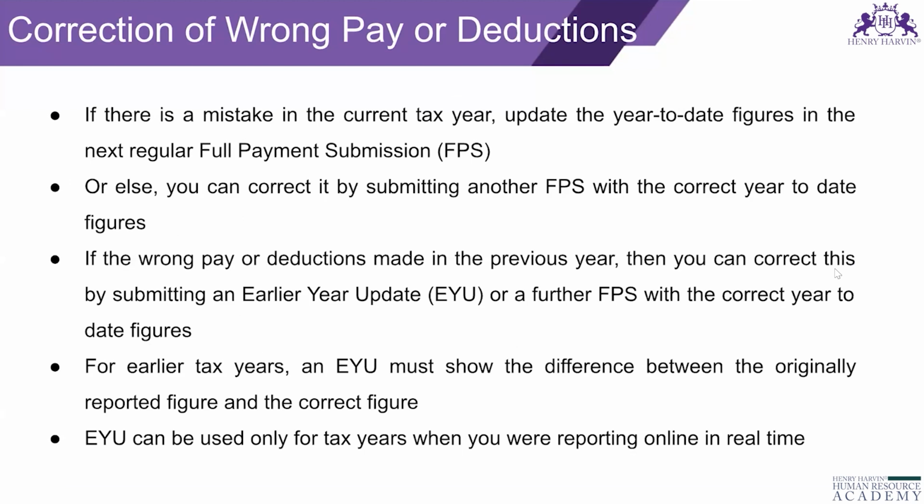If the wrong pay or deductions were made in the previous year, then you can correct this by submitting an EYU, now EYU has been stopped, or a further FPS with the correct year-to-date figures. So EYU is stopped, and you will only need to send an additional FPS with the correct YTD figures if you made a mistake in the previous year. For earlier tax years, an EYU must show the difference between the original reported figure and the correct figure. But EYU is stopped now, so you can ignore this. EYU can be used only for tax years when you were reporting online in real time.